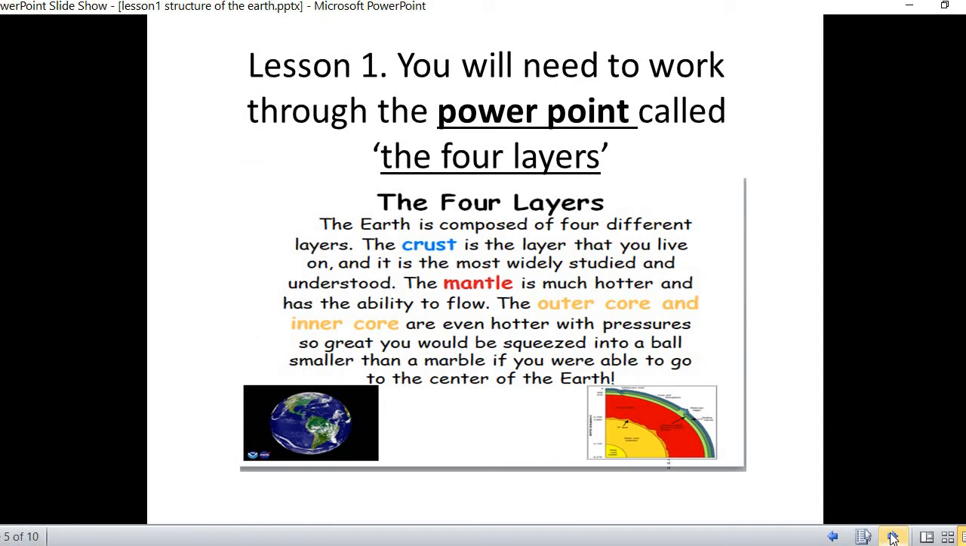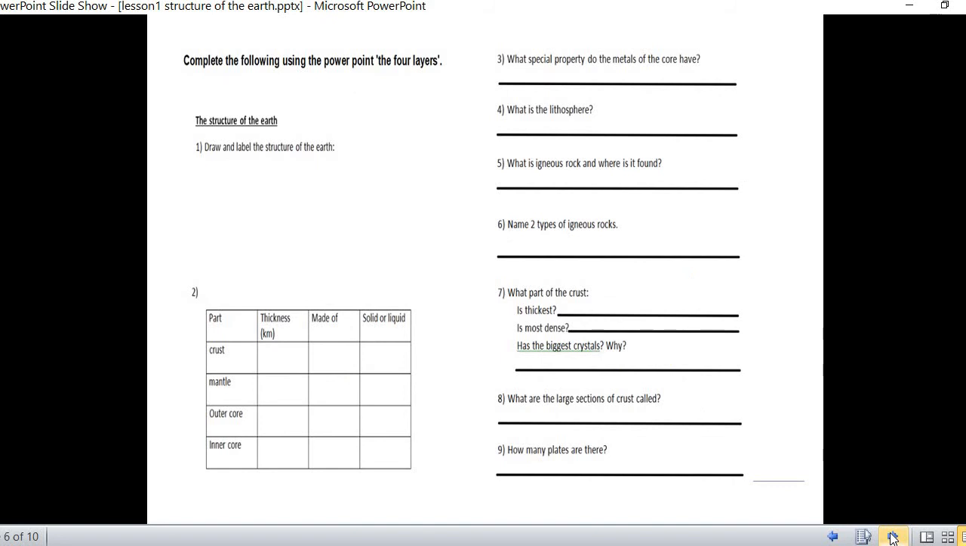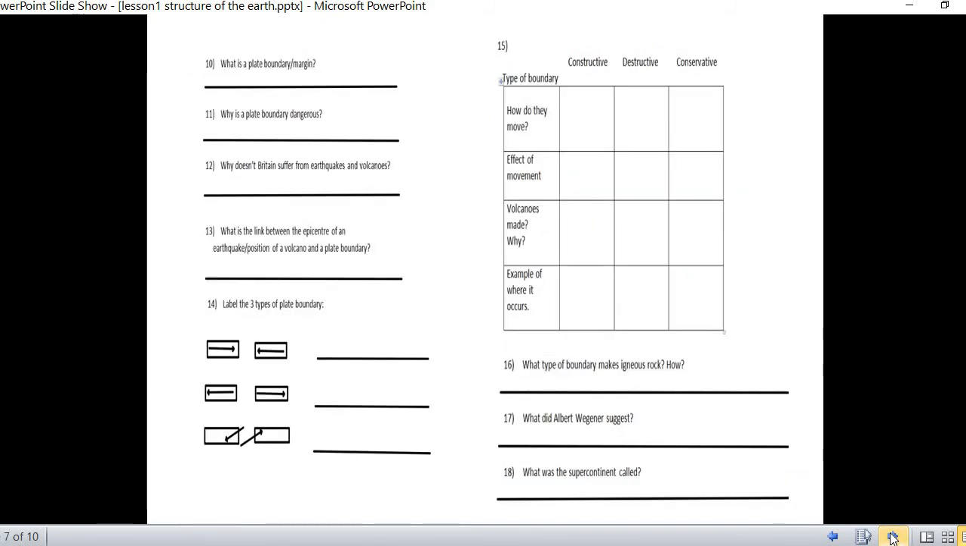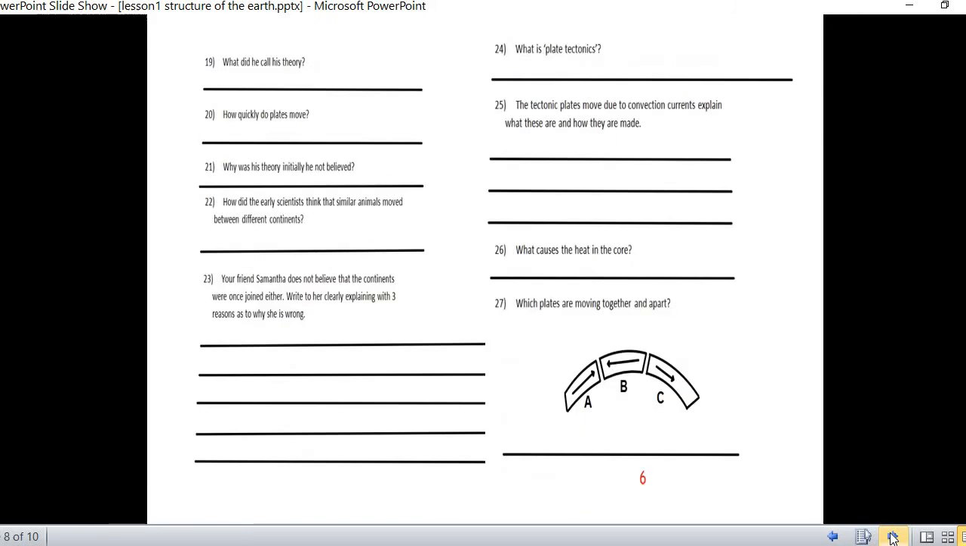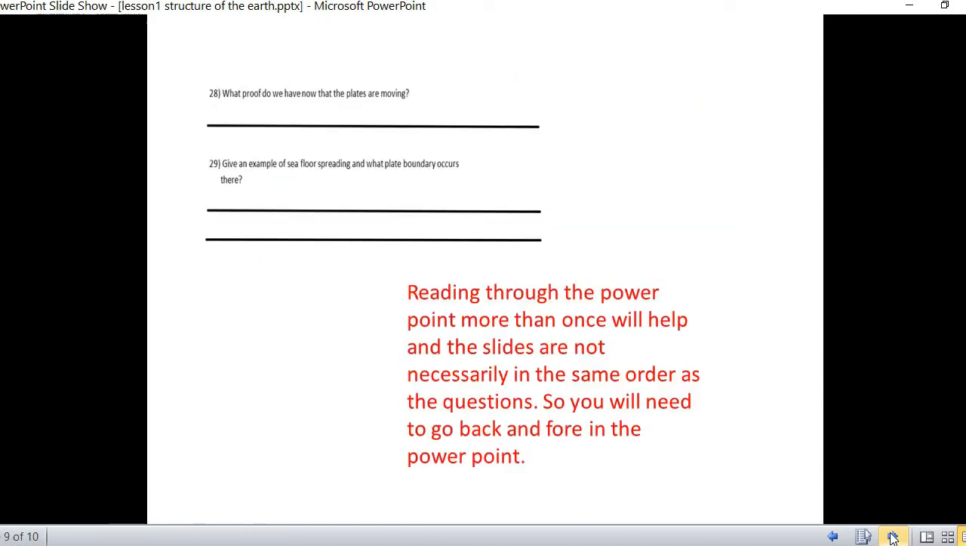So, lesson one, you need to work through the PowerPoint called The Four Layers, which is attached to this Moodle lesson. So it's underneath the voiceover and PowerPoint. And it looks like that on the first page, so you'll know you're on the right one. You work your way through the PowerPoint and you answer all the questions on the next few pages that are on this PowerPoint, but it's the pages in your book. So all the way to page 7, this is the last bit of page 7.